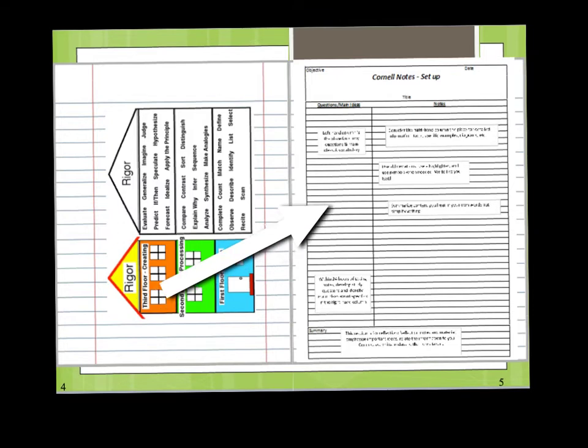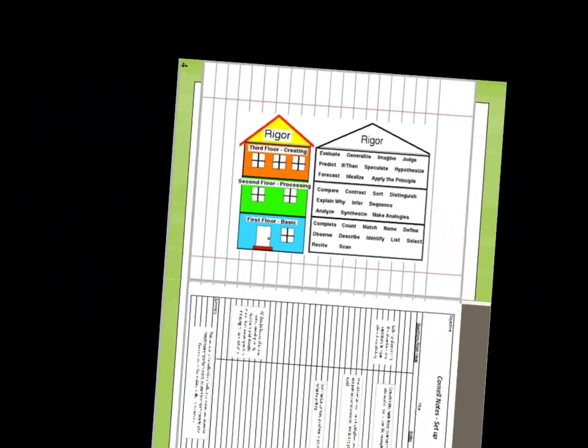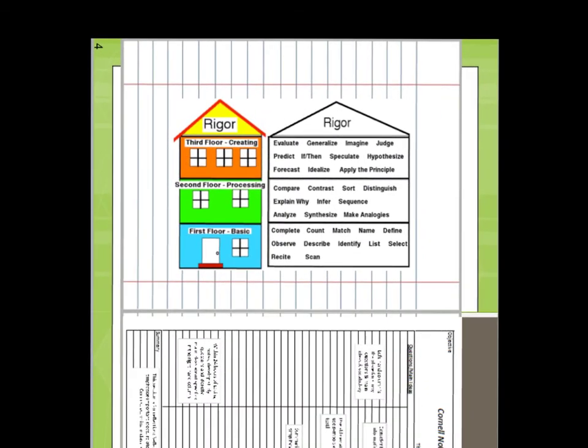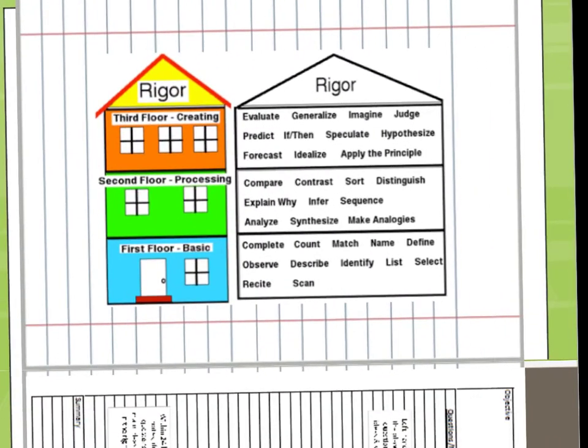Then your left column here is for key vocabulary and for House of Rigor questions. Let's review what a House of Rigor question looks like. On page 4 of your ISN is where your rigor question words are. When you're writing a House of Rigor question, you want to stick with the basic questions first, because the basic questions are much easier to write. As you improve, you can move up to level 2 and even level 3.